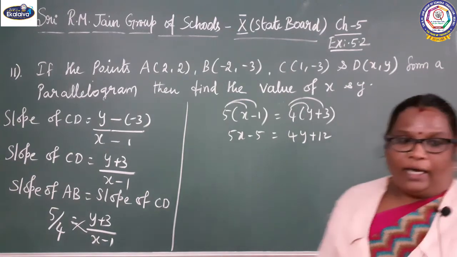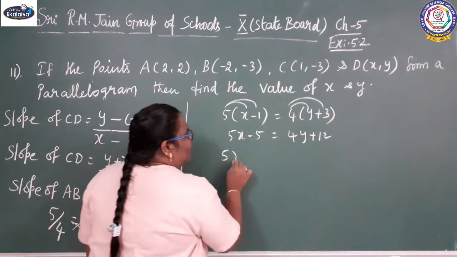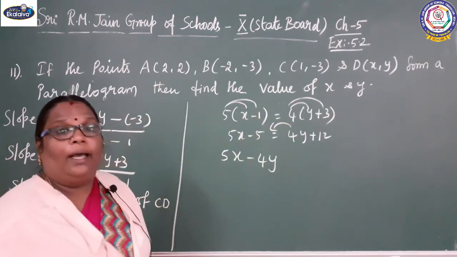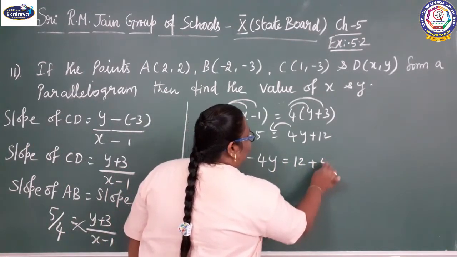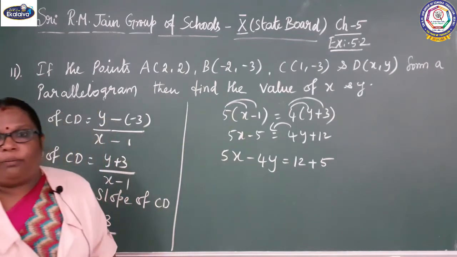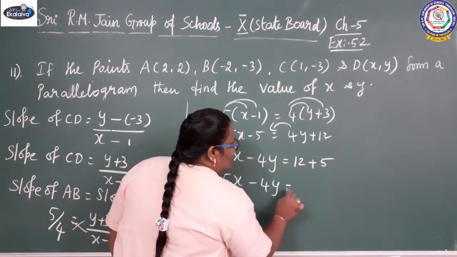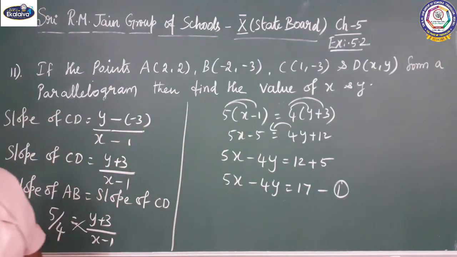So, you bring the x and y terms to one side. 5x minus 4y, that 4y to the left hand side, is equal to 12 plus 5. So 5x minus 4y equal to 17. You can take it as the first equation.